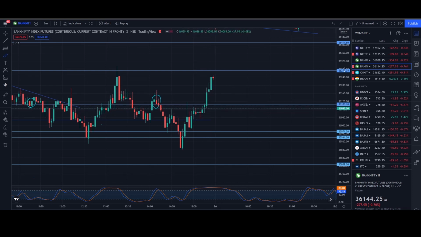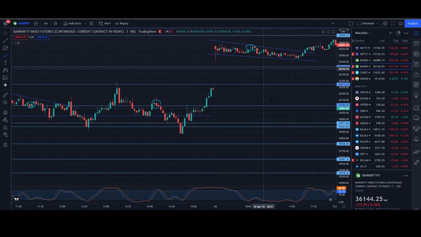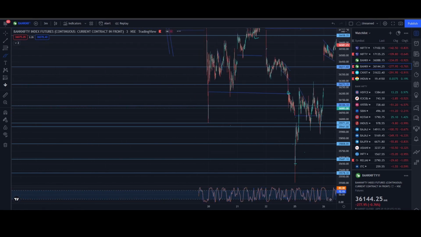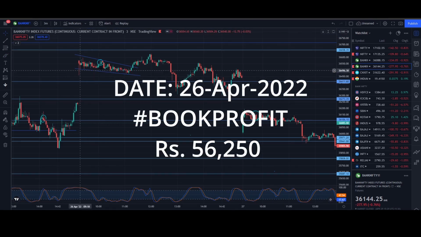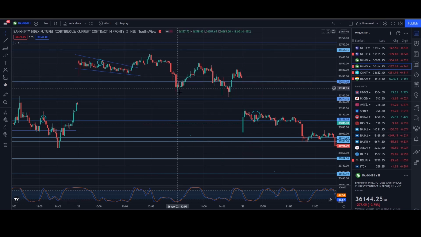This was for the 25th. Now just look at the 26th and how good that day was for a zone trader. On the 26th the market was pretty much sideways. The only movement you can see is over here. There was not much that you can see in the market in terms of the patterns that were forming.